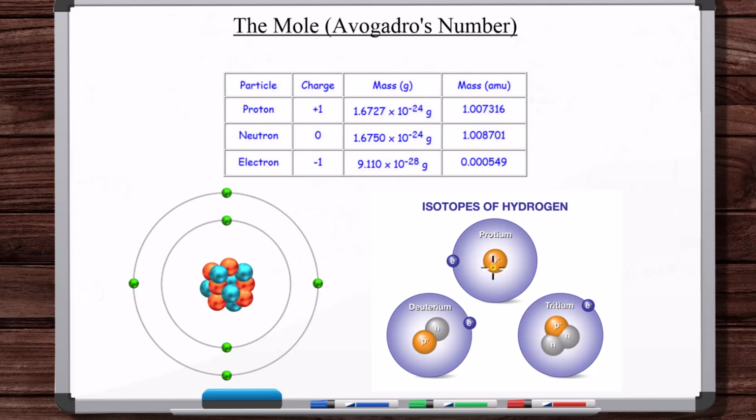Protium, where there's no neutron in the nucleus. Deuterium, where you have a single neutron in the nucleus. And tritium, where you have 2 neutrons in the nucleus. But it's hydrogen, so it's always 1 proton. And then if it's a neutral hydrogen atom, there's going to be 1 electron to neutralize that 1 proton.